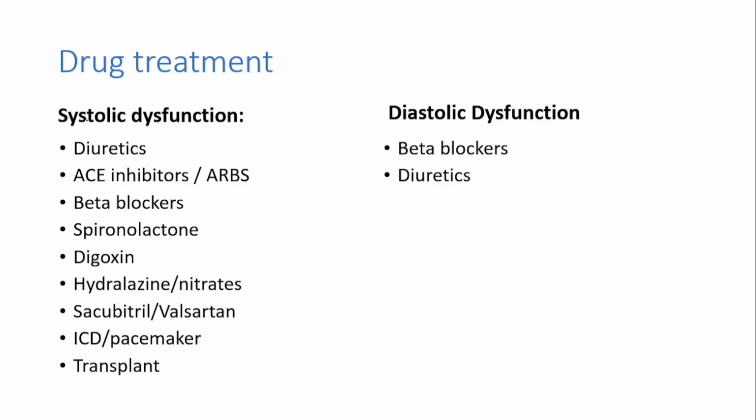Then comes the drug treatment. Okay. So heart failure can be systolic or diastolic. The drugs used in systolic are the diuretics, ACE inhibitors, beta blockers, spironolactone, digoxin, hydralazine, nitrate, sacubitril, valsartan, and the ICD, pacemaker and transplant. While in diastolic, beta blocker and the diuretics. We will discuss each of these drugs in detail.